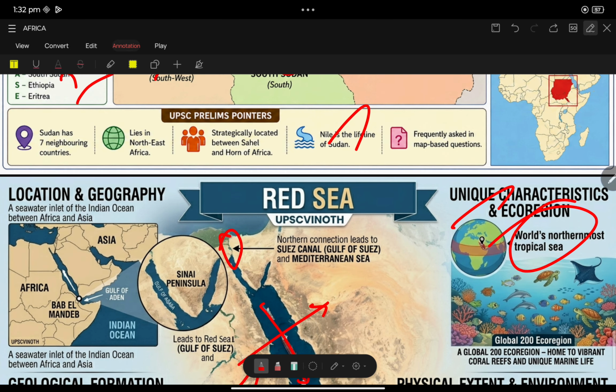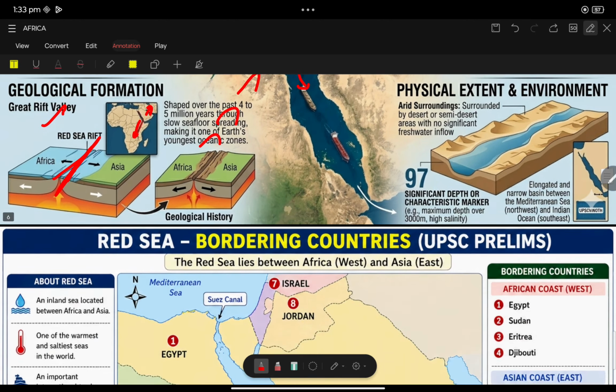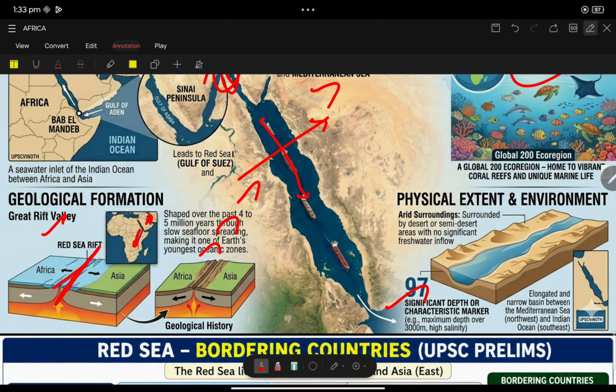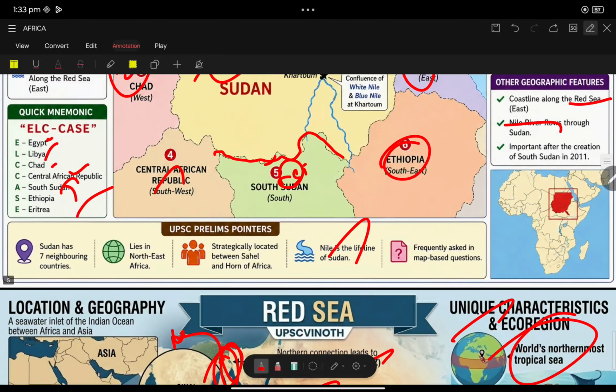Its northern connection leads to the Suez Canal, the Gulf of Suez, and the Mediterranean Sea. Here is the Suez Canal, here is the Mediterranean Sea. Significant depth and characteristic markers have been found. It is arid, surrounded by desert and semi-desert, with no significant fresh water, which means it is saltier. It is an elongated and narrow basin. That is the Red Sea.